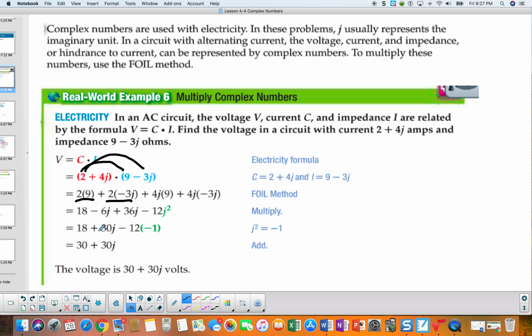Now we're going to simplify 18, negative 6j, negative 36j, minus 12j squared. These two we can combine, make 30j. And remember that j squared is like i squared, and that'll be -1. This will create a real number which can be combined with this, and so the voltage is that.